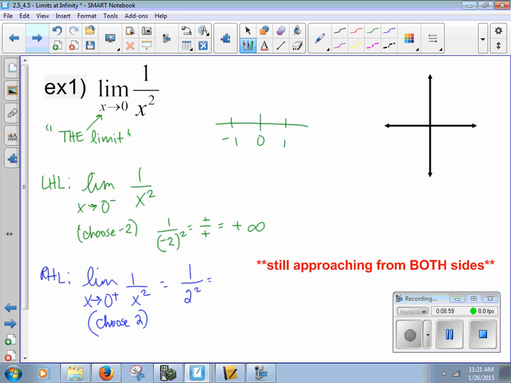I don't care about the value. I only care about the sign. My numerator is going to be positive. What will my denominator be? Positive. A positive divided by a positive is a positive. Do my numbers match? So what is the limit as x approaches 0 of this function? Positive infinity.